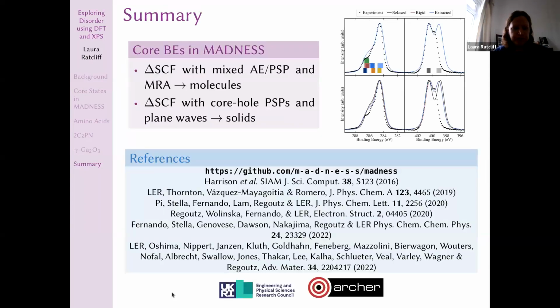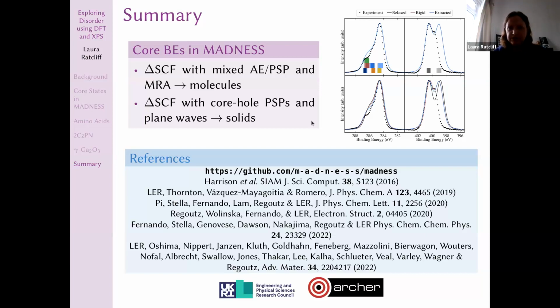So that brings me to my summary. I've talked about our multi-resolution approach that we use in MADNESS. By combining our multi-resolution, multi-wavelet basis set with a mixed all-electron and pseudopotential approach, this allows us to do accurate DeltaSCF calculations for molecules where we avoid some of the problems with core hole hopping, which can happen in a pure all-electron approach. So this allows us to look at complex molecular systems like this 2CzPN, where we have both a combination of aromatic effects, which make the results hard to interpret, as well as this effective disorder, which leads to our spread in core binding energies.